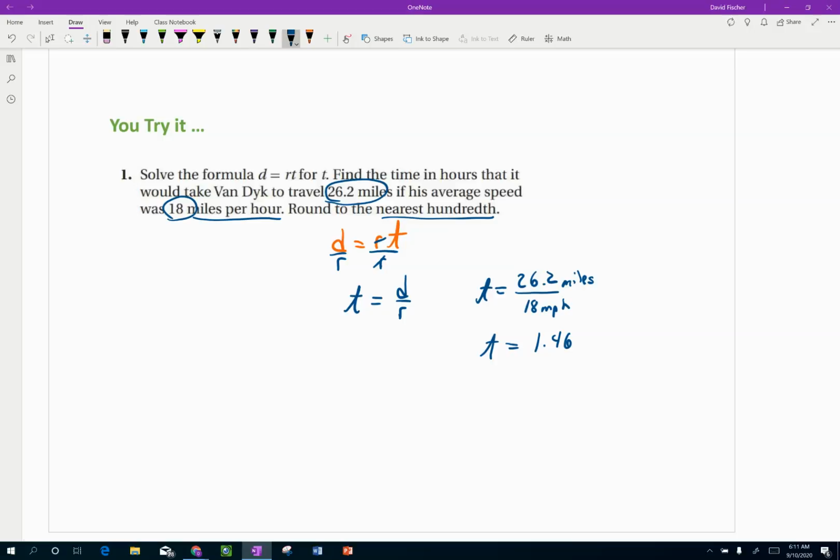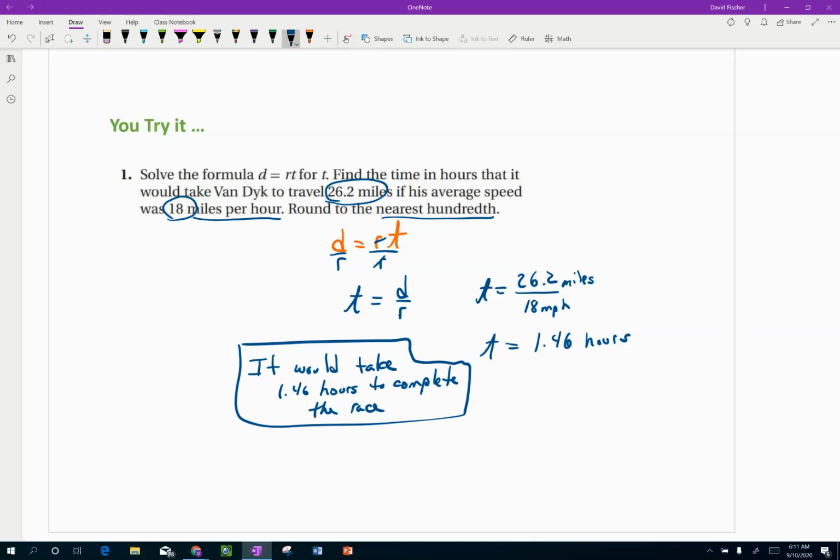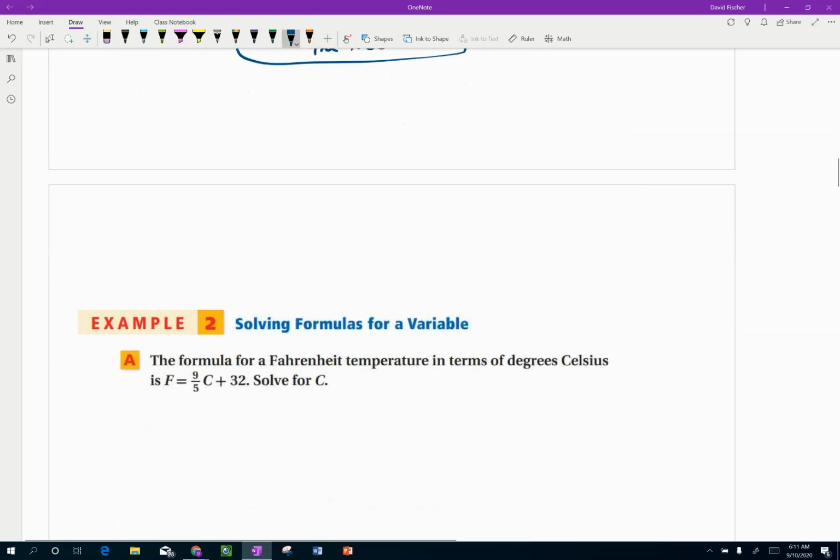Now we need some units. It's time, so our time is in hours. Now we answer the question. It would take 1.46 hours to complete the race. All right, they take some practice just because there's no numbers in there, but it's really what we've been doing.